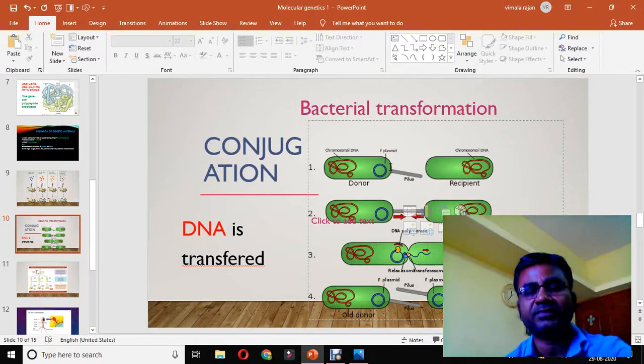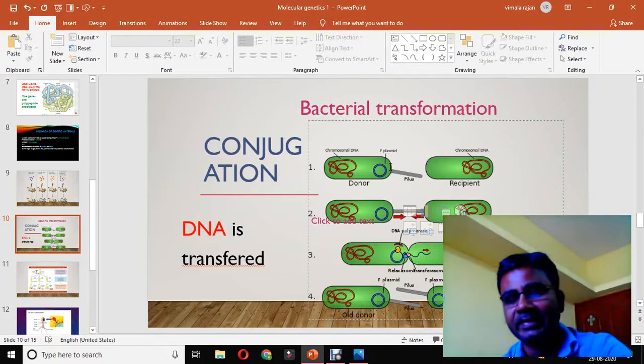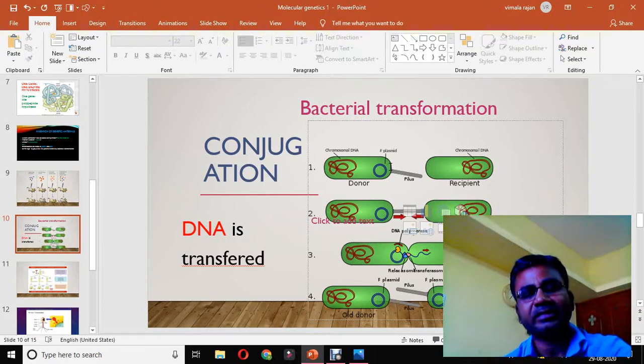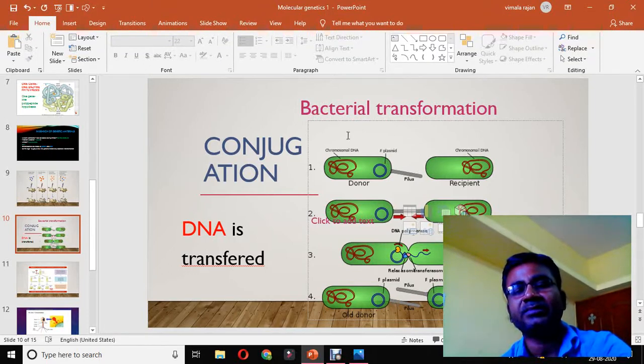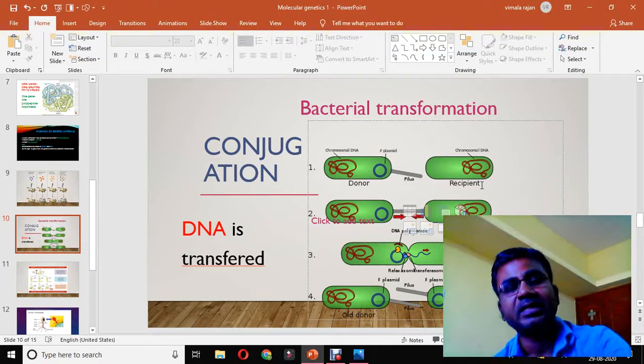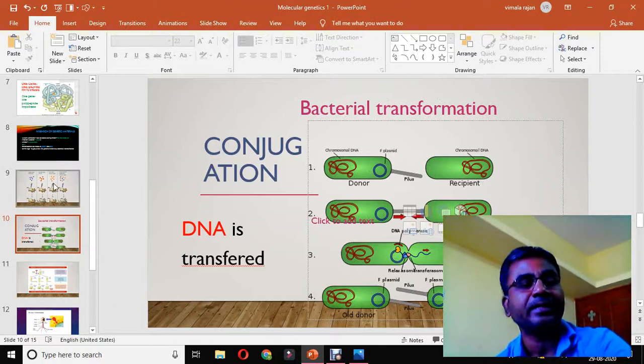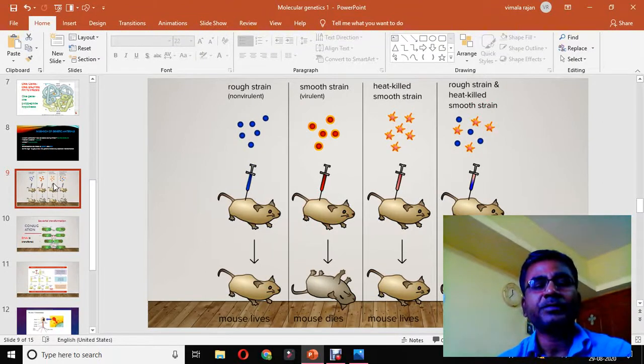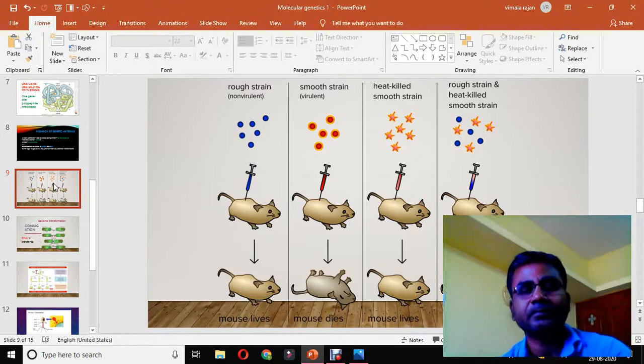During bacterial transformation, what is transferred? DNA is transferred. So the experiment is to prove that the transferred material is DNA. Now we are saying during bacterial transformation DNA is transferred, and the same thing was proved experimentally by the scientist Griffith. He did an experiment on mice. The experimental animal is actually mice.